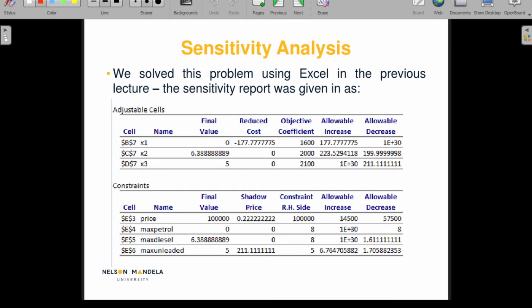Okay, welcome back. We are going to continue in this lecture with the sensitivity analysis of an LP problem. In the previous lecture, we focused on the interpretation of the first table in the sensitivity analysis report. The first table has relevance to the objective function coefficients, and now we will focus on the second table that has relevance on the right-hand side values of our constraints.